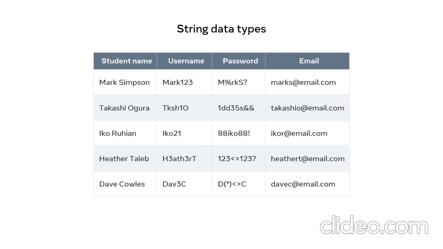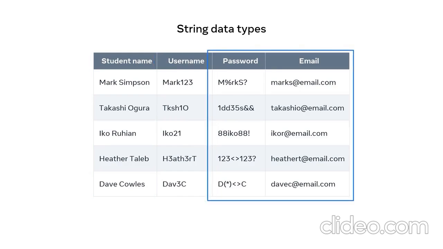Let's explore an example to find out more about how string data types work. Let's take the example of a student table from a college database. This table stores student login information for the college's online portal. It stores this information under the following 4 columns: student name, username, password, and email address. The student name column contains only alphabet characters. The username column contains alphanumeric characters, and the password and email column contains a mix of character types.